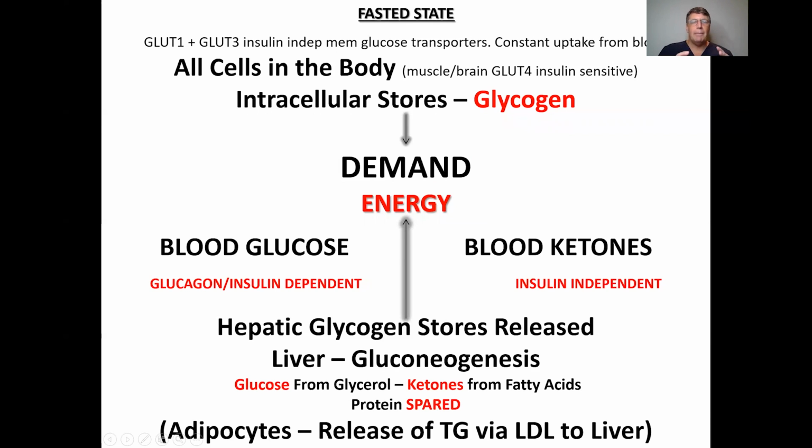And if you look at the receptors for sugar in these cells, let's look at just glucose. All cells of the human body have GLUT1 and GLUT3 insulin independent glucose transporters. In other words, the uptake of sugar by most cells of the body is independent of insulin. Most people don't understand that, okay? So there is a constant demand and a constant uptake from blood.